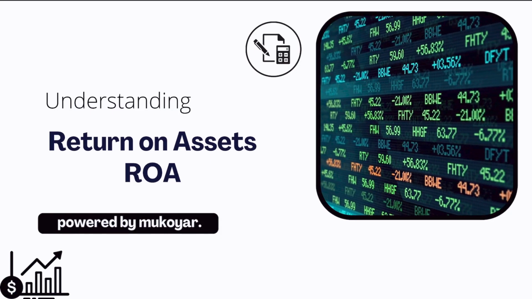Today, I'll introduce you to two new terms that are frequently used to measure the performance of a company, which are return on assets, also known as ROA, and return on equity, also known as ROE. So let's get down to it.